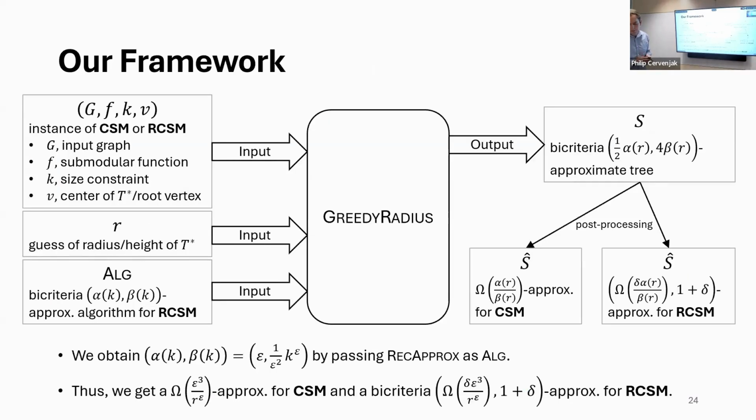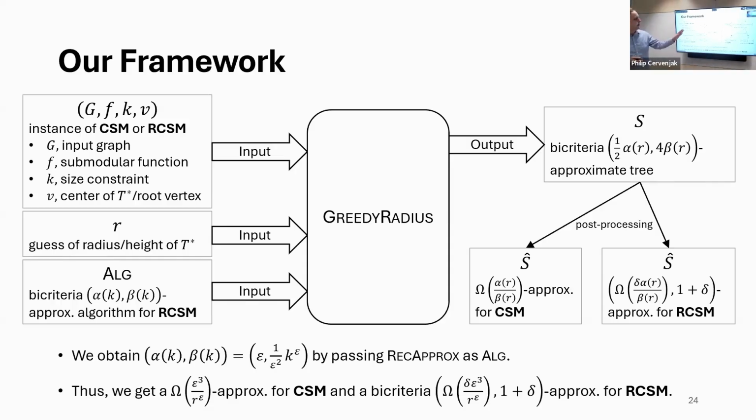So here's the basic framework. We have this greedy radius algorithm, like I mentioned. It takes as input an instance of G, F, k, and v. So it can either represent an instance of the unrooted version, and we just treat v as the center of the optimal solution, or as I mentioned, it just takes an instance of the rooted version. And then we also just say it takes as input a guess of the radius. So we won't really worry about guessing it inside the actual algorithm. And as before, it takes as input this bi-criteria approximation subroutine alg.